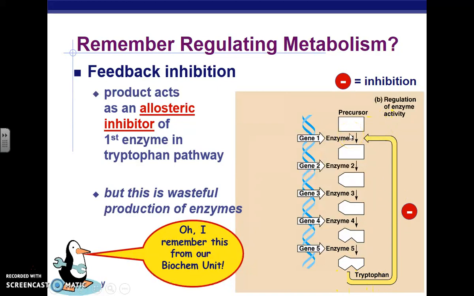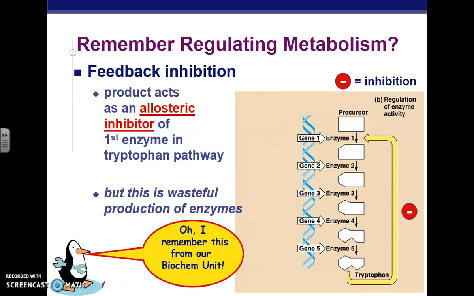But think about it. The process of even making these enzymes, enzyme 1, enzyme 2, enzyme 3, is wasteful if you don't need them. So why even try to go and inhibit the enzymes when you can just inhibit the genes or turn off the genes that make the enzymes in the first place if you don't need that? And that is actually what bacteria do.